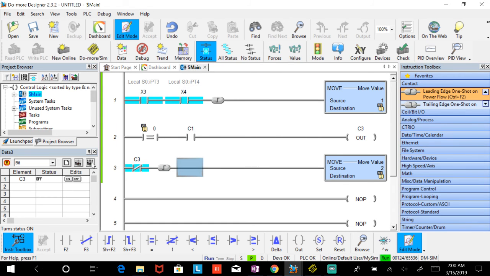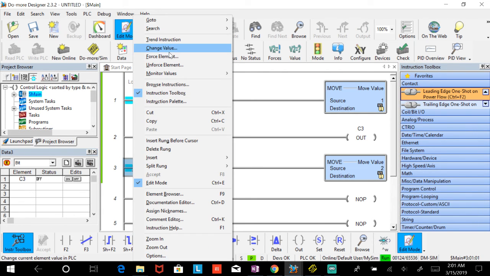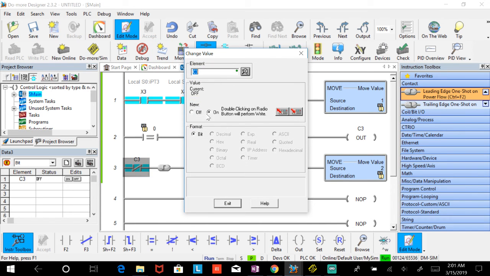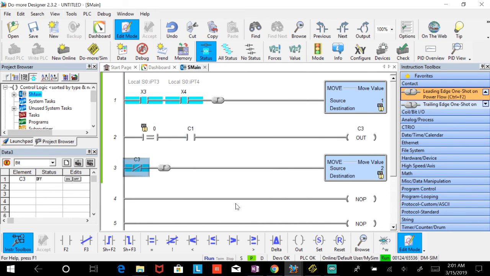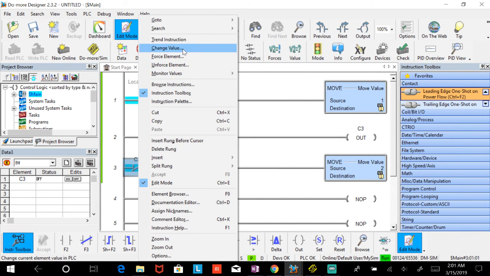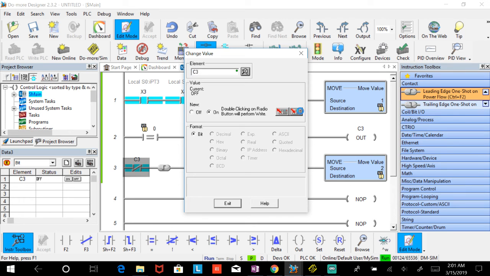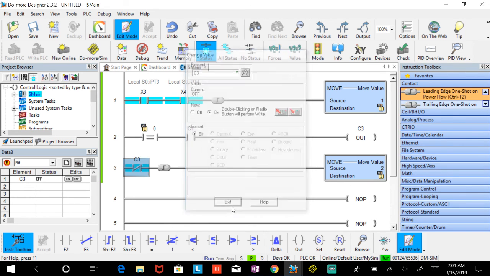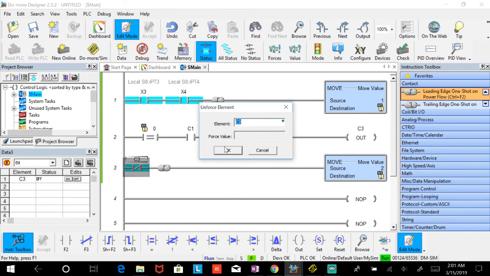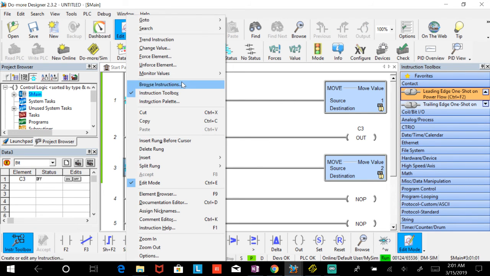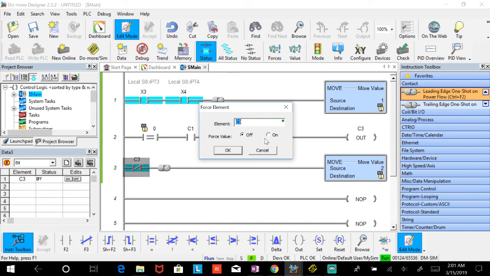I'm putting a 1 in there. C3 doesn't want to turn on. Force element change value. I'll write it to the PLC. Force element to on.